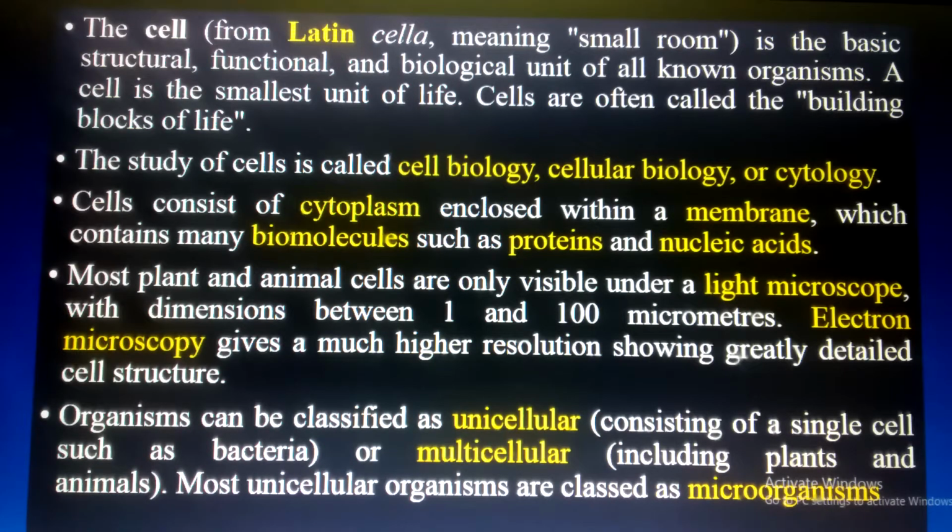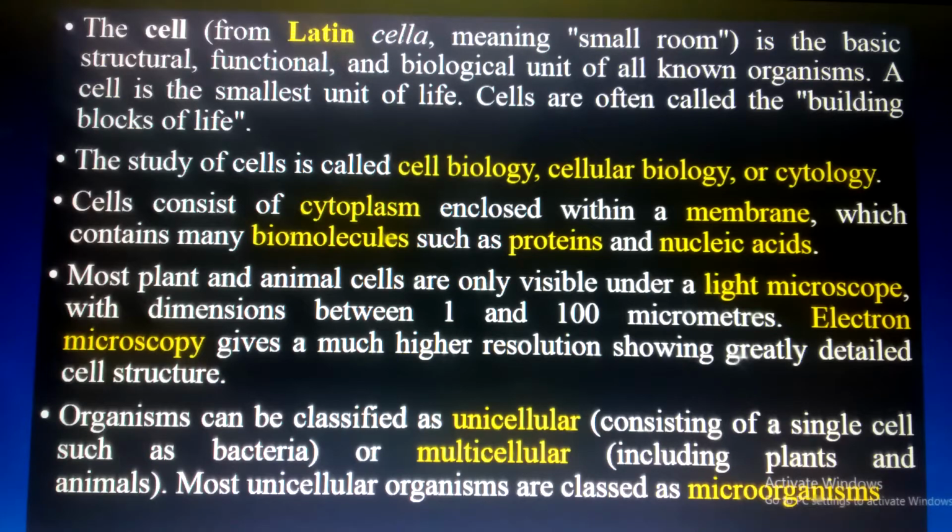Most plant and animal cells are only visible under the light microscope and with the electron microscope. The electron microscope gives a much higher resolution, showing greatly detailed cell structure.